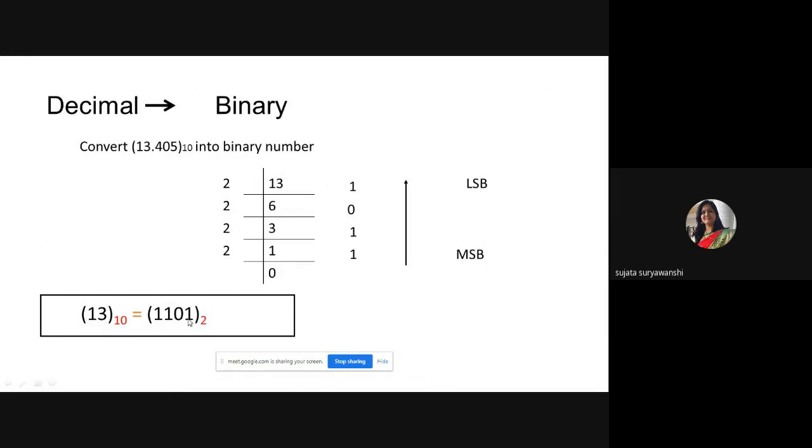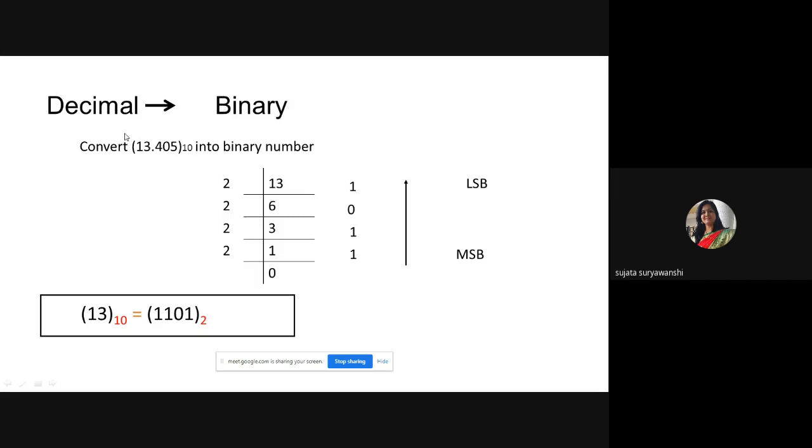Now we'll see one example here, that is decimal to binary conversion. Any base, here we are considering the first number system, that is the binary number system. So the given number is a decimal number and you have to convert it into the equivalent binary number. So your given number is 13.405. This number is made up of an integer part and a fractional part.